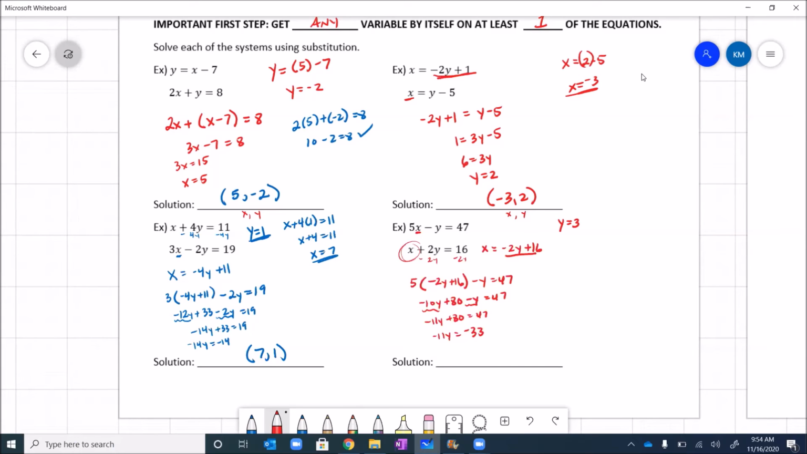Now that I know that y is 3, I'm going to plug it into either of these equations. I'm going to choose the second one because that's where x is by itself. I'll say, okay, x plus 2y equals 16. So x plus 6 equals 16. Subtract 6, x equals 10. And so I have my solution as 10, 3.